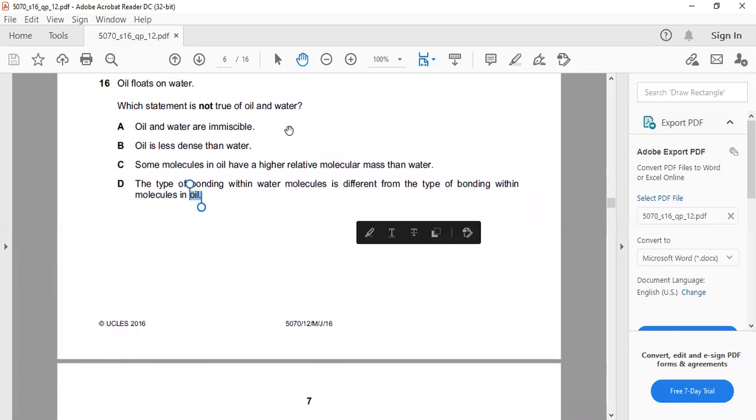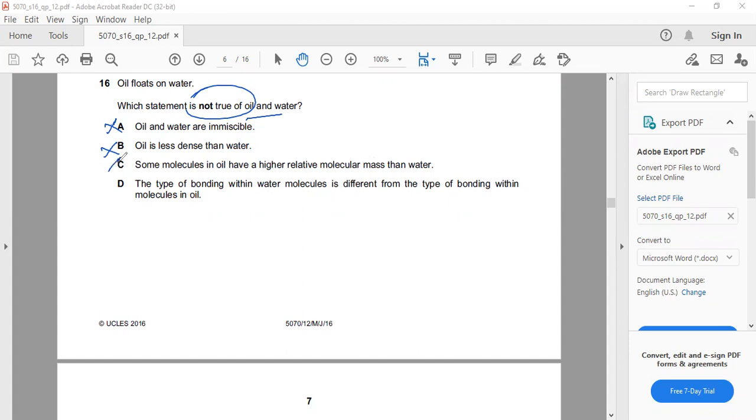Oil floats on water. Which statement is not correct? Oil and water are immiscible. This is correct. Oil is less dense than water. It is correct. Some molecules in oil have a higher relative molecular mass than water. Correct, because water has Mr of 18 and oil has very big. D is the answer.